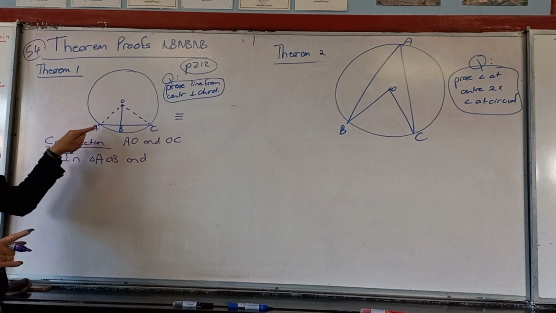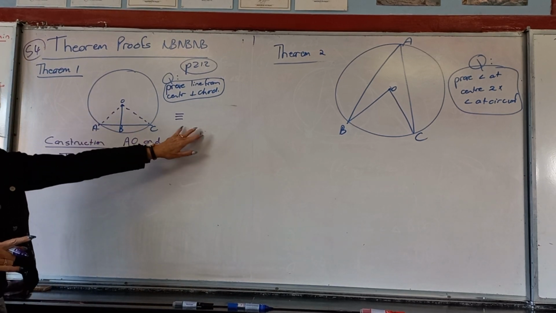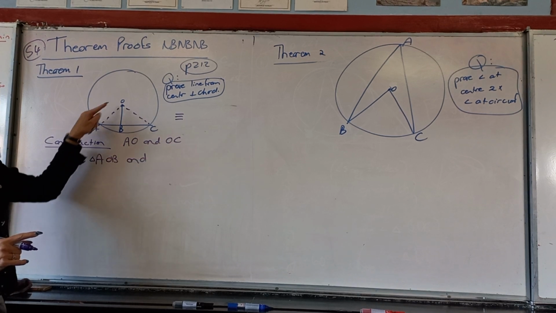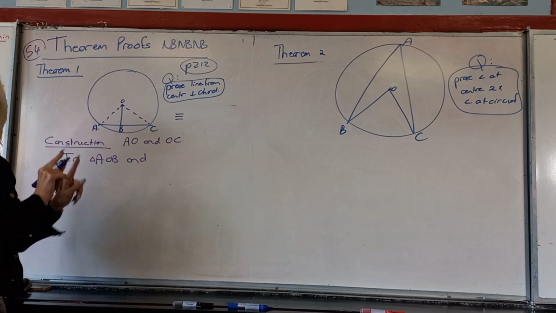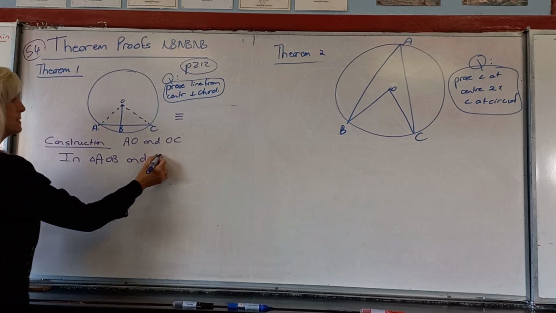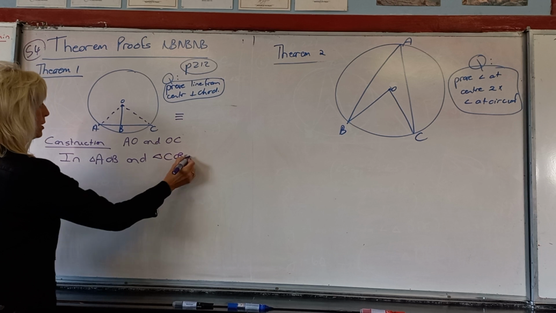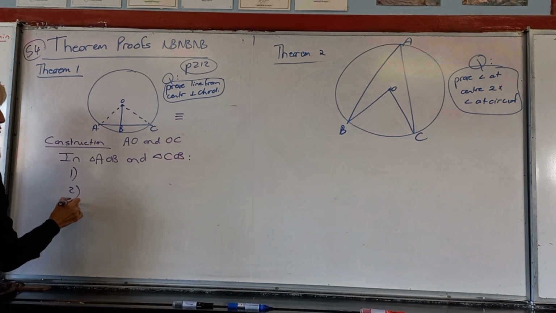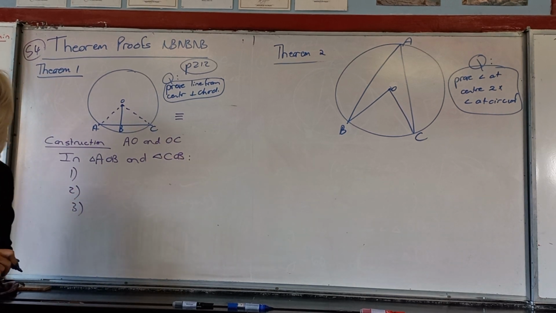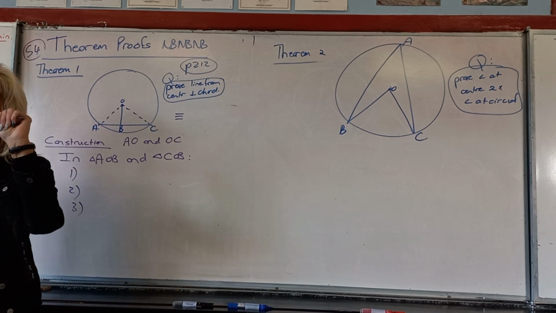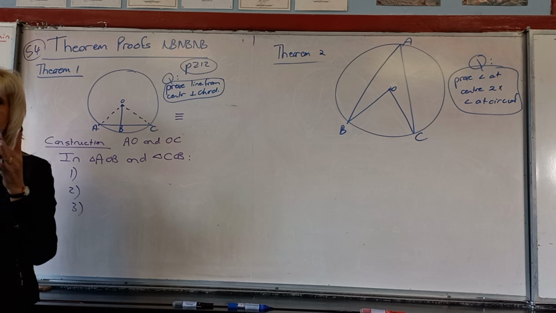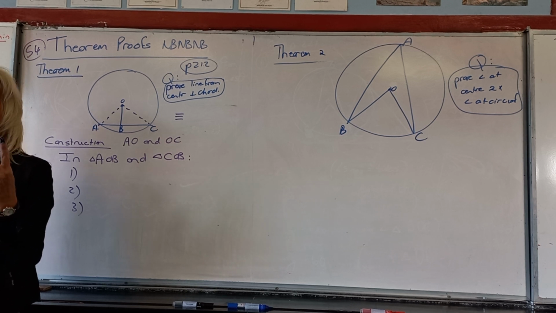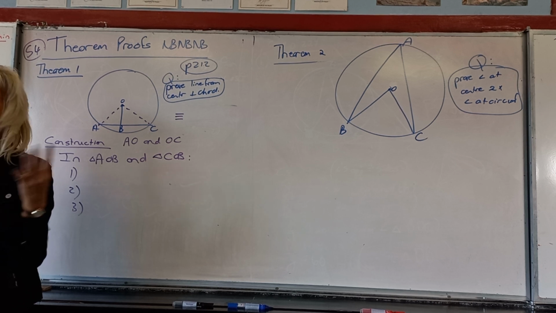If I call this one AOB, how did congruency work? If this is AOB, you've got to name the other one COB in the same order that they are equal to each other. COB. Do you remember in grade 9 when you were taught congruency? That's the way you did it. And there's 4 reasons. We talked about them yesterday or the day before. Side, side, side; side, angle, side; angle, angle, side. And then in a 90-degree triangle, right angle, hypotenuse, side.